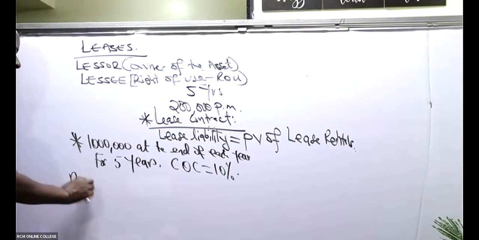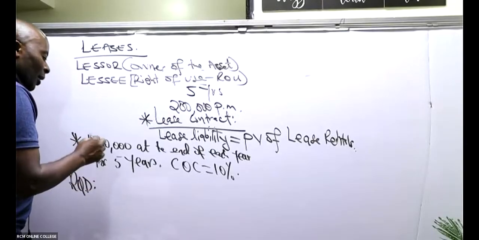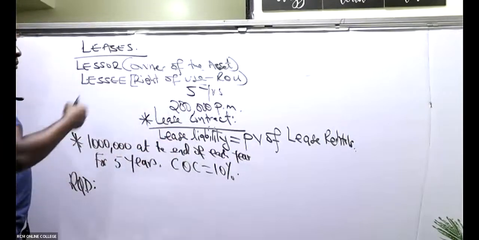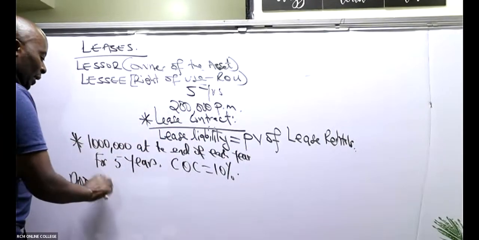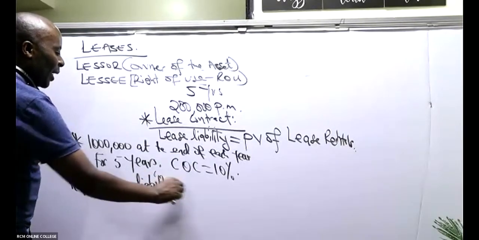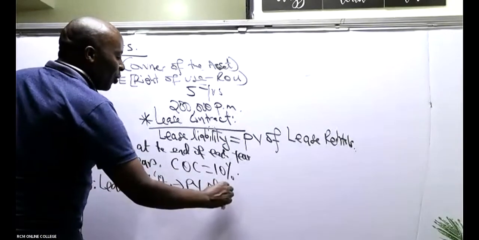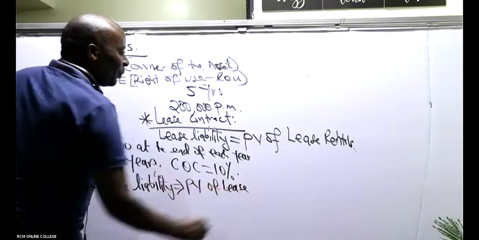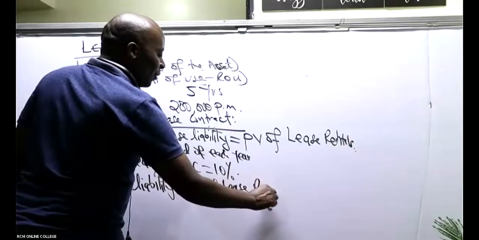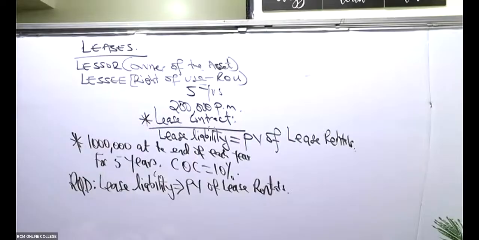And then now, ladies and gentlemen, we are required to do something very simple. We are required, first of all, to know the amount of lease liability we owe. So how do we get the lease liability? Can I give you 2 minutes? Somebody should be able to come and give me the present value of these lease rentals. Automatically, this is what is going to become my lease liability.